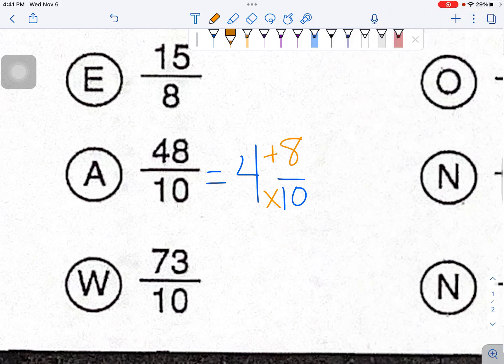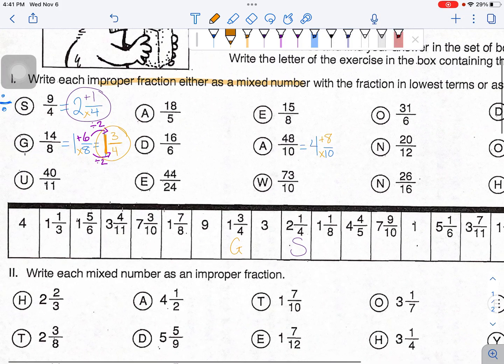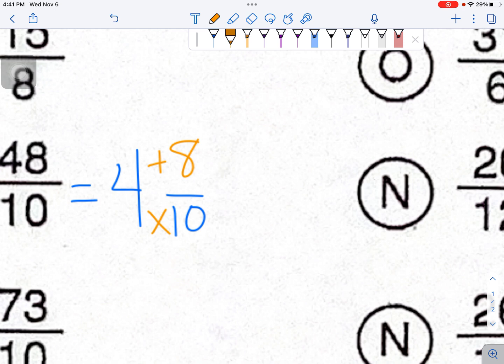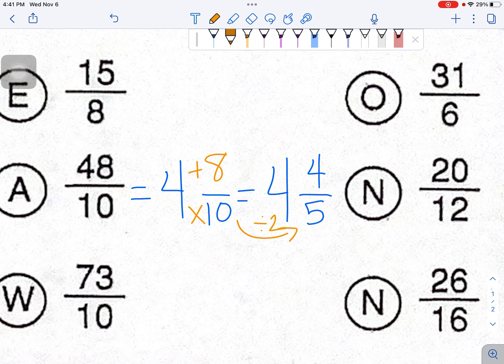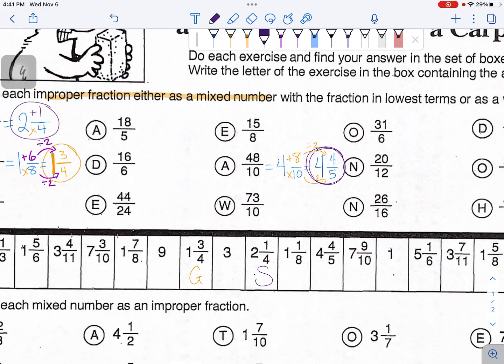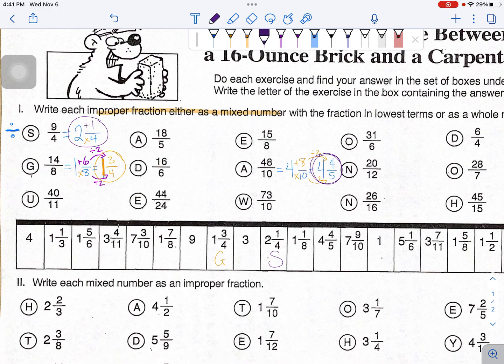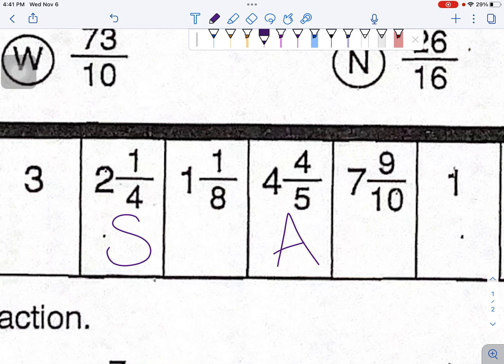Again, this answer is not in the boxes because I can find half of 8 and half of 10. So I'll write 4. Half of 8 is 4, and half of 10 is 5. Again, we did the divide by 2. It may not be divide by 2, right? So you'll need to really check those over and look. The correct answer is 4 4/5. So 4 4/5 right there is A.